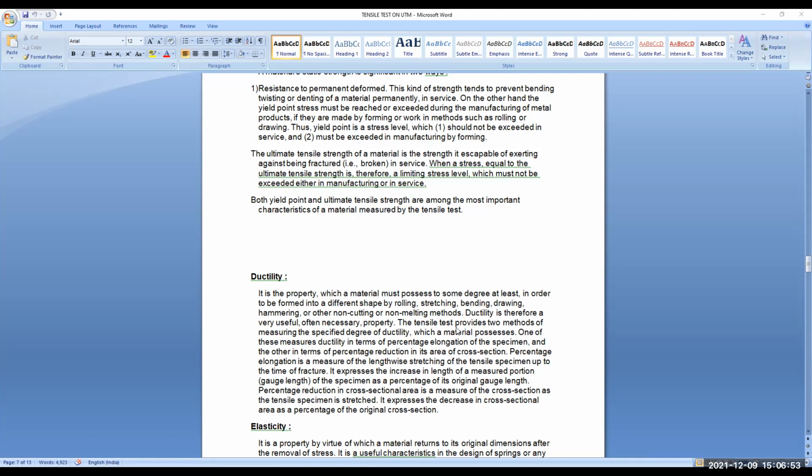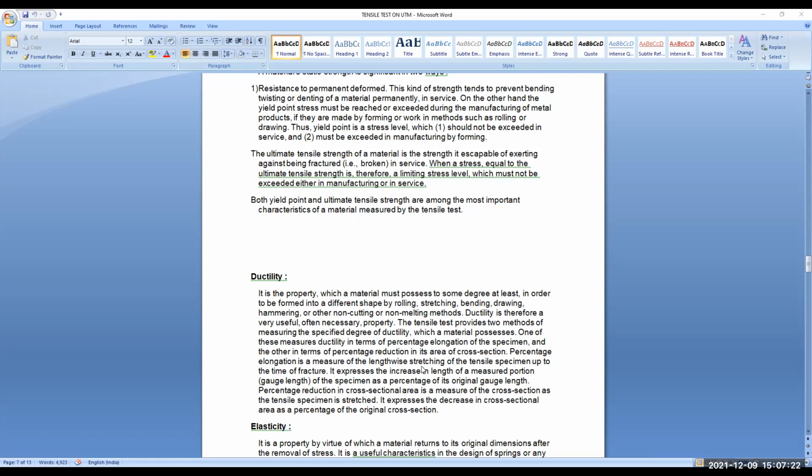The tensile test provides two methods of measuring the specific degree of ductility, which is a material property. One of these measures ductility in terms of percentage elongation of the specimen, and the other in terms of percentage reduction in its area of cross-section. So we have to measure how much percentage of its length is increased, and at the same time how much percentage of its diameter is reducing.